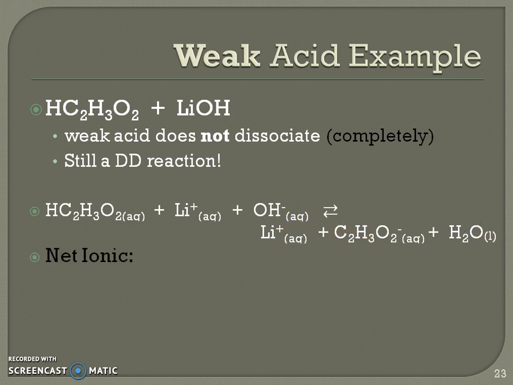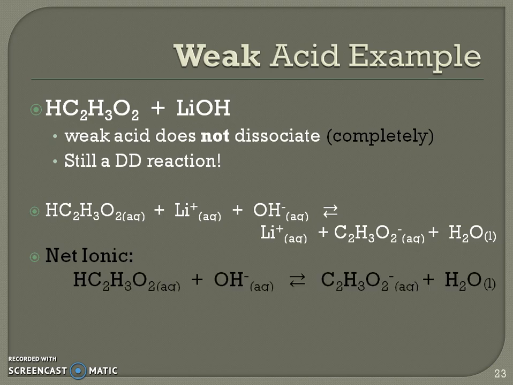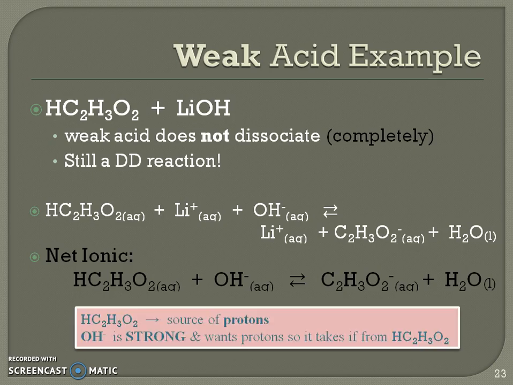So then what's our net equation going to look like? Well, again, our weak acid stays weak. Our hydroxide comes down because our lithium, our spectator ions, our acetate ion comes down, and of course our water stays as is. So just as a reminder, your strong will all break apart and you're forming water no matter what, but your weak stays that weak compound all the way through, even though it's aqueous. So why does this happen?